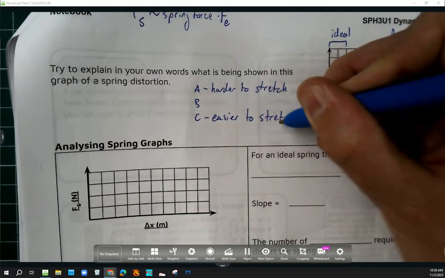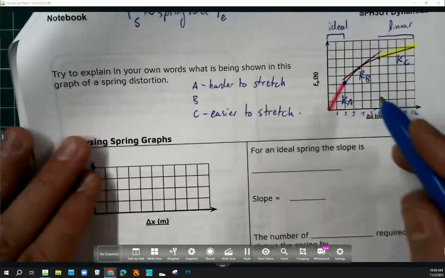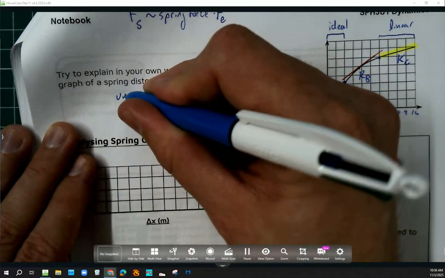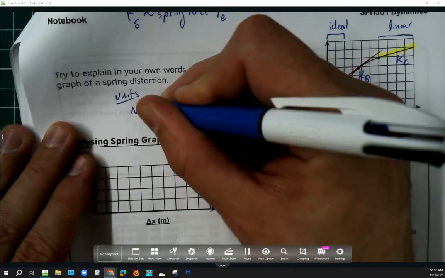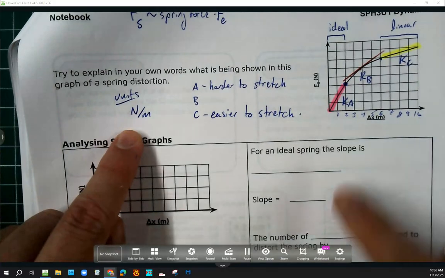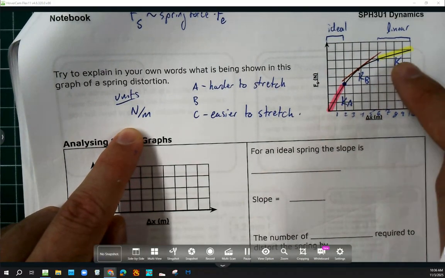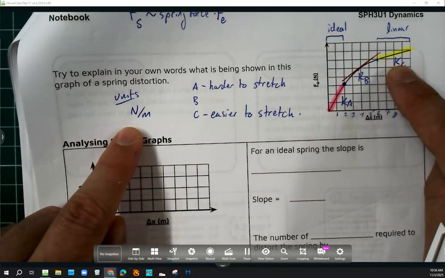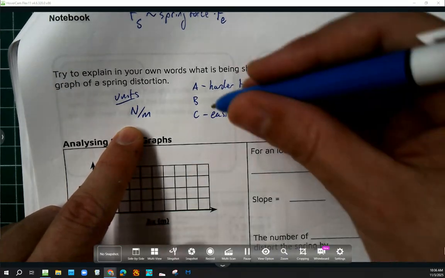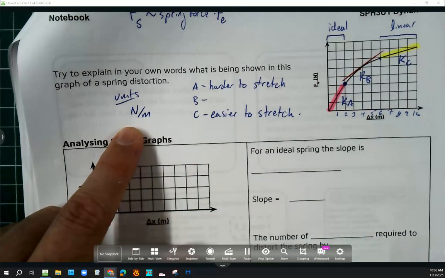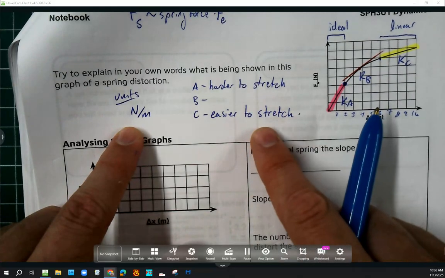And remember, the units for these K values are newtons per meter. So if it's a steep slope, it takes lots of newtons per meter to stretch it. Less slope, fewer newtons per meter to stretch it. And then in between, it looks like it's going from hard to stretch to less hard to stretch.